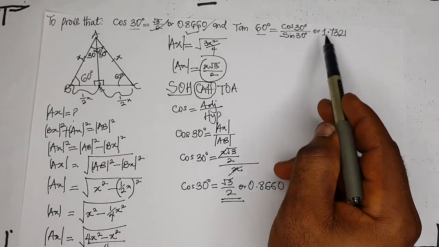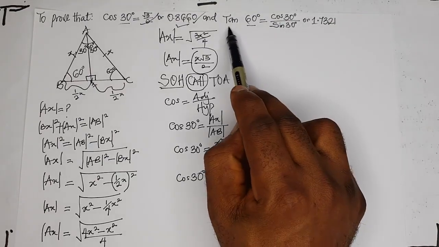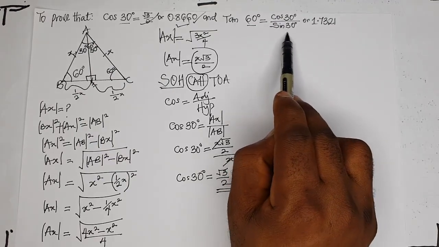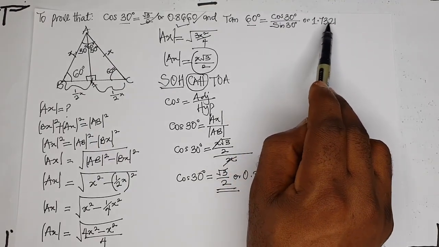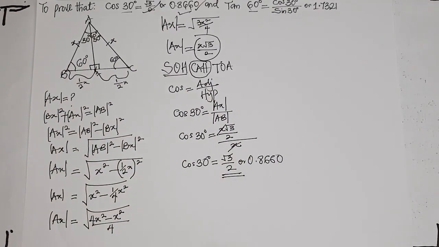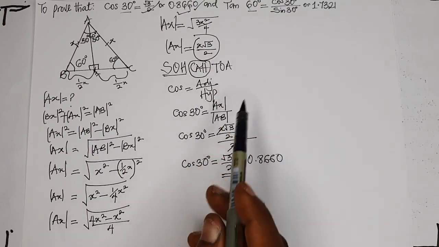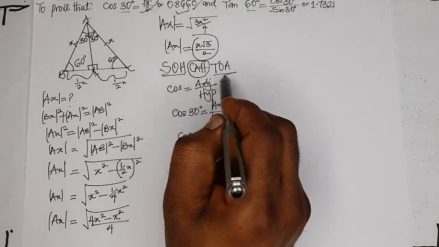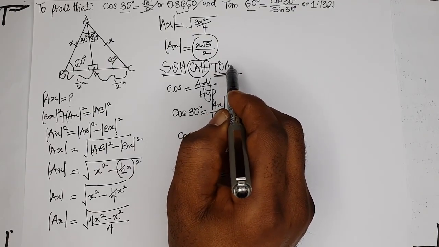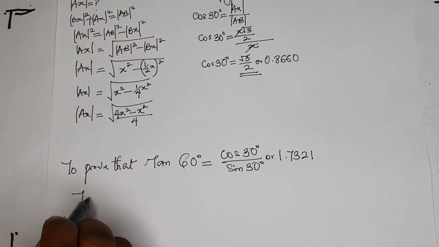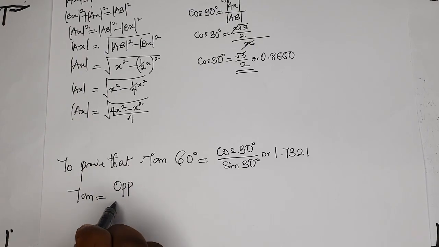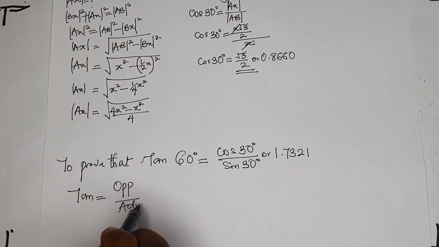Remember, in our very first question, that's what we had to prove, that tan 60 is equal to cos 30 all over sine 30, or 1.7321. We will also be working with the same triangles that we dealt with earlier. So bringing back our idea of SOHCAHTOA, since tan is our focus, we'll be working with tan, and tan deals with opposite over adjacent. So right here I'm going to write tan is equal to opposite all over adjacent. That's what TOA stands for.